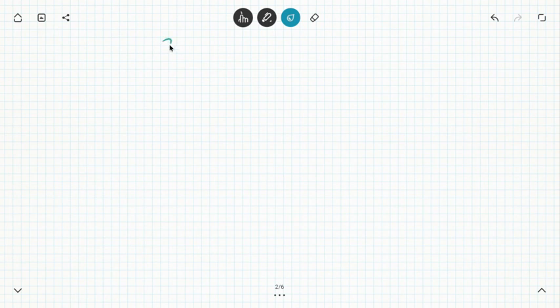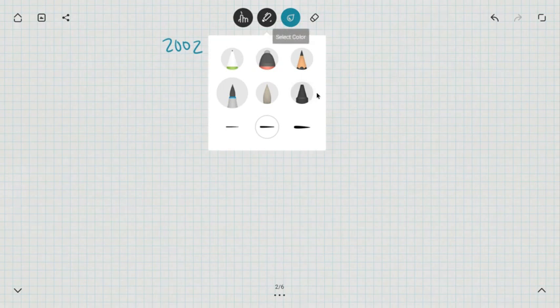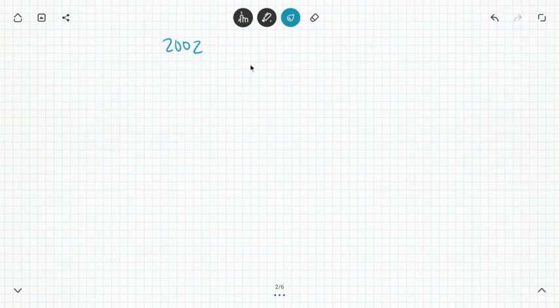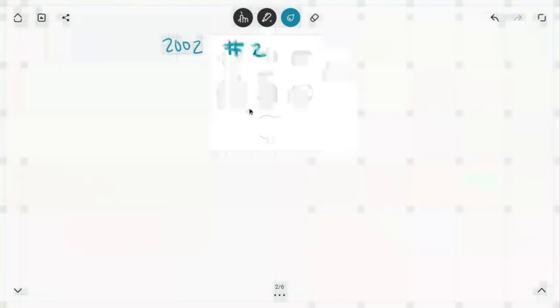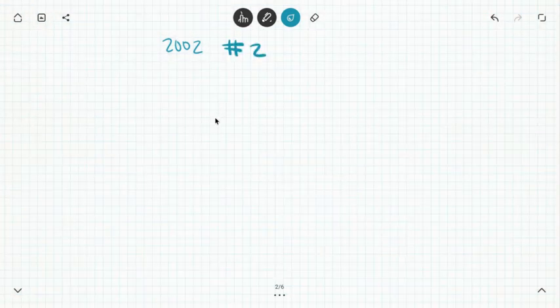Okay, so today I'm going to do 2002, question number 2. And again, if you are in the early number questions, it means it's calculator questions. So this one, when you look at it, it looks like a complicated equation.